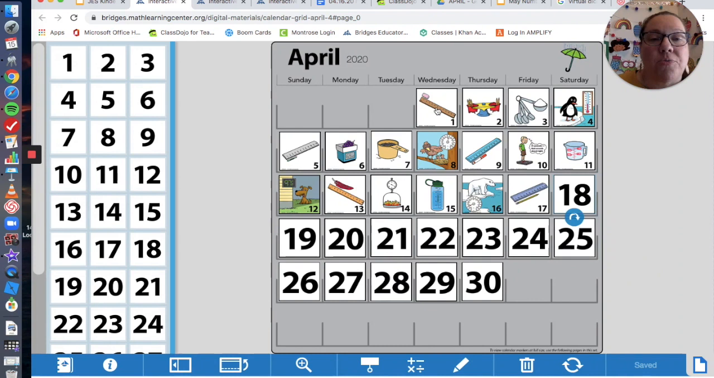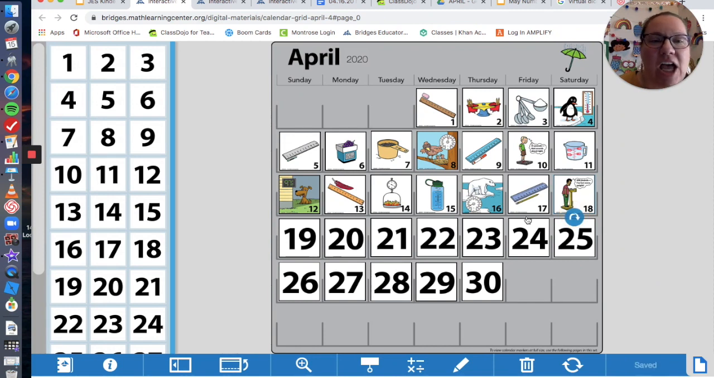So we have, let's do, length, weight, capacity, temperature. Length, weight, capacity, temperature. Length, weight, capacity, temperature. Length, weight. Let's see what it is.